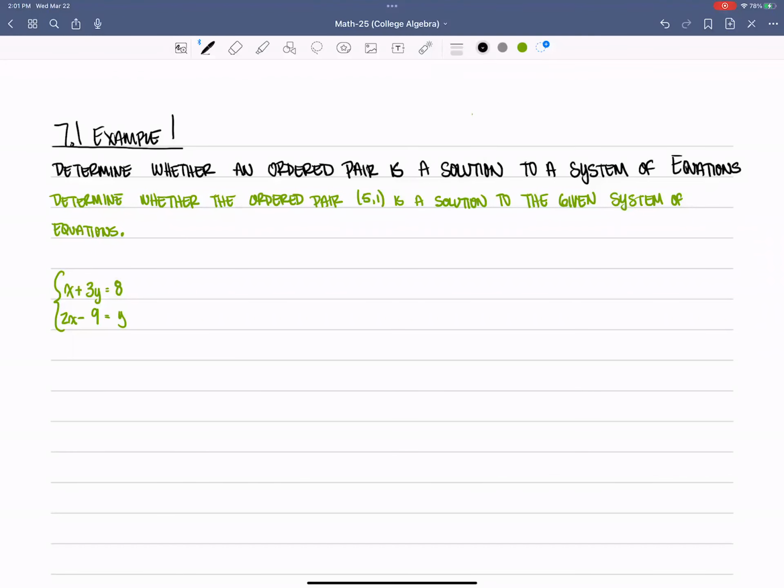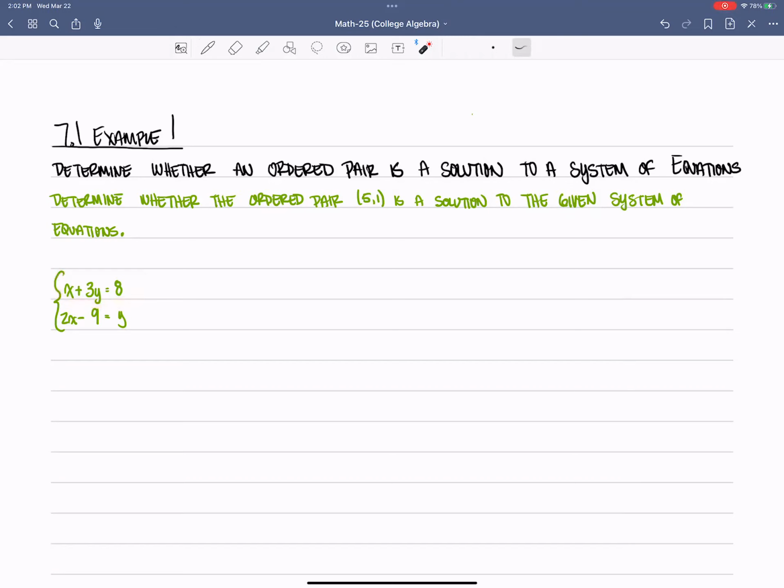Section 7.1, example 1, determine whether an ordered pair is a solution to the system of equations. Determine whether the ordered pair (5, 1) is a solution to the given system of equations. So here we have the equation of one line.